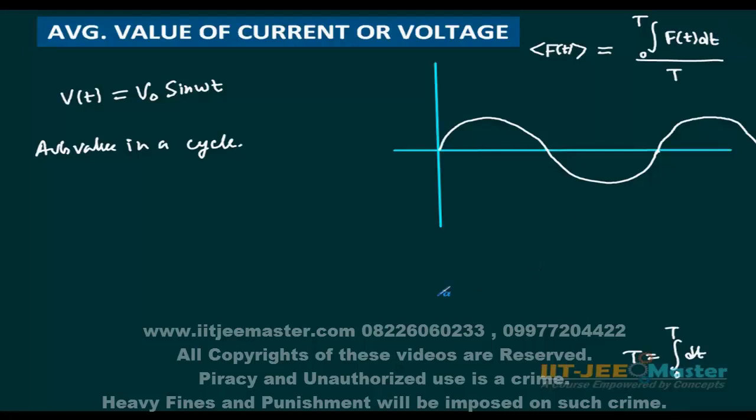Average value, average velocity, average speed we have studied. So here we can find the average value for any function. If we have to take it with respect to time, then dt will be taken here. So see what will happen here. The average value of the voltage is simply the integration from 0 to T of V naught sine omega t dt upon capital T.